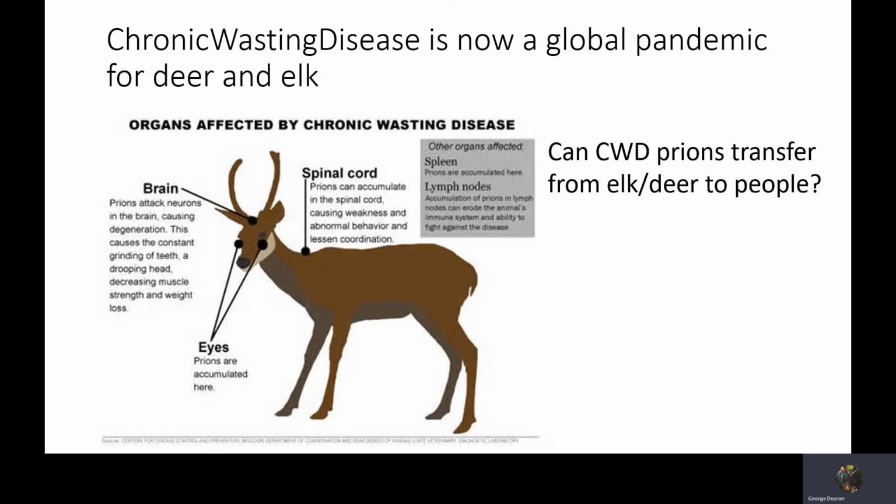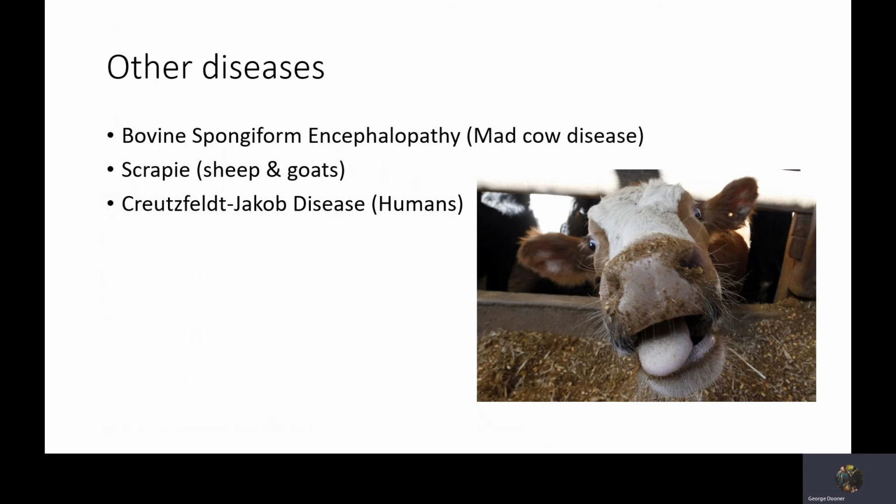And one of the questions here, obviously, that's very relevant to the public and that they're wondering about and worried about is, can chronic wasting disease transfer from elk to people? That's indeed what happened with bovine spongiform encephalopathy, which is commonly known as mad cow disease. This had an outbreak at the end of the last century, in the 1980s and 1990s, when there was indeed transmission through food of people eating cow meat. And other diseases include scrapie in sheep and goat, and Creutzfeldt-Jakob disease in humans.